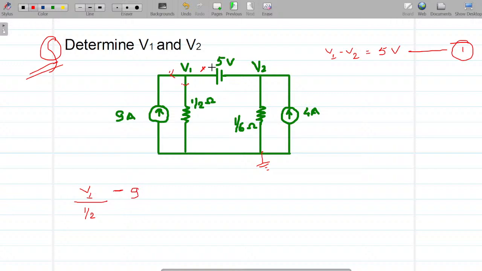Now tell me, what about V2? Just leave it right here. How would we define V2? Can I write V2 upon 1 by 6 minus 4, right? So, in questions relating to supernode, what do we do?